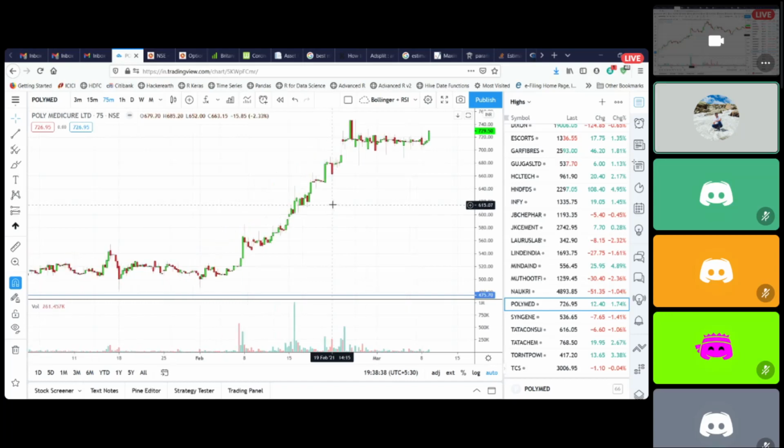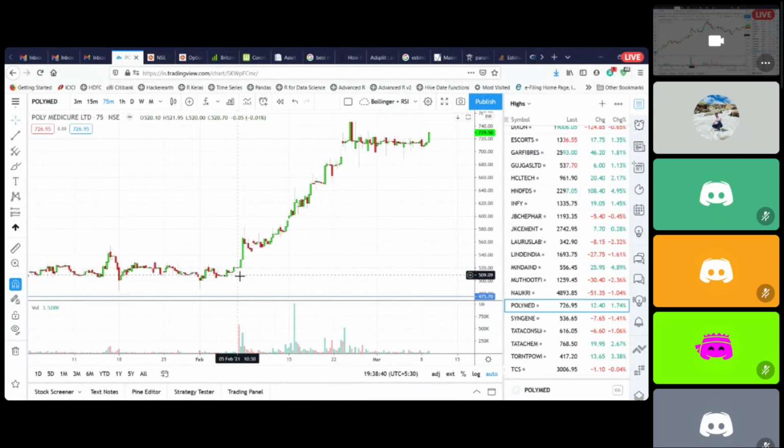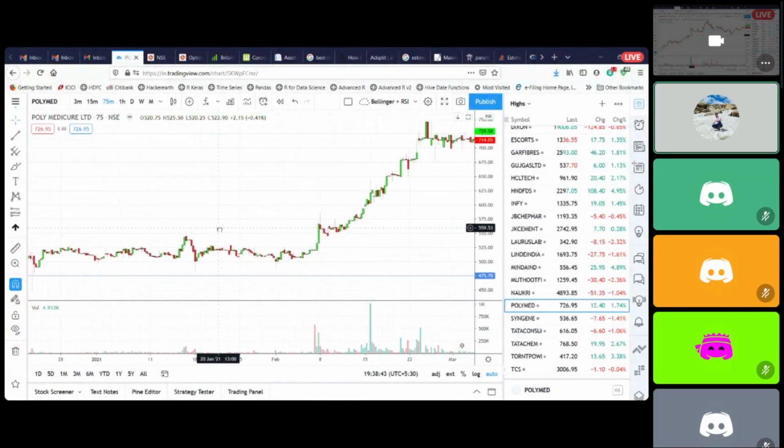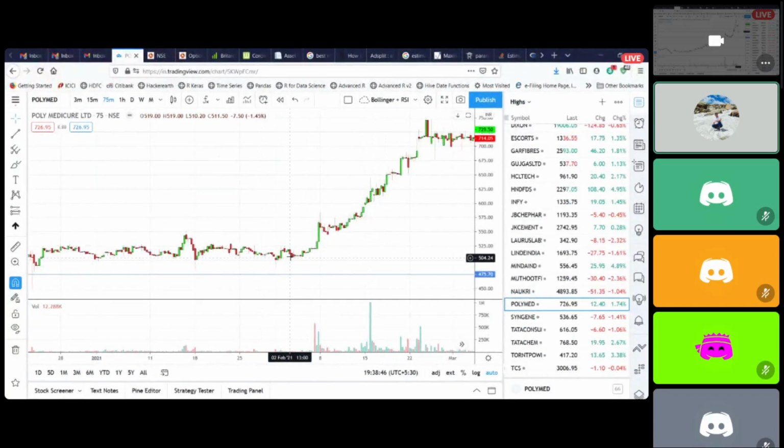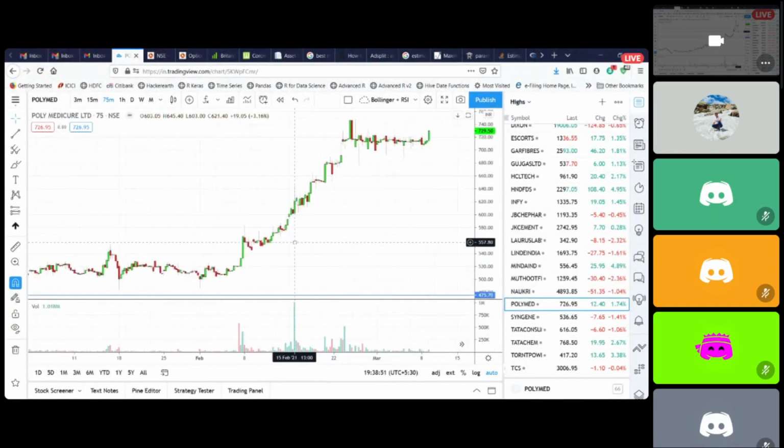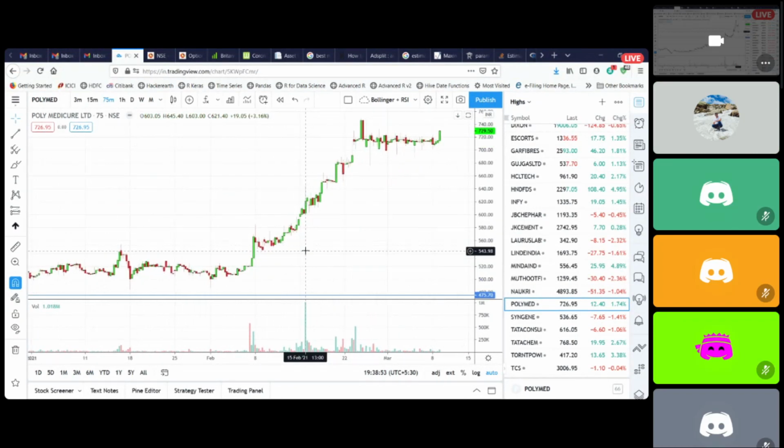No, there will be no subjectivity because your entry will always be at the support zones only, na? Because you know that this is where your entry is happening. I was asking about the profit booking zone that, let's say, it crosses its all-time high and then goes 2-3% above maybe. So should I book there or should I not book there? No, that you have to decide before taking the trade itself.